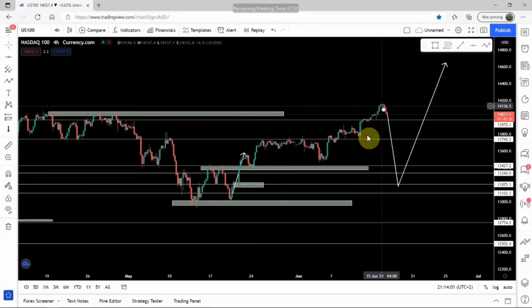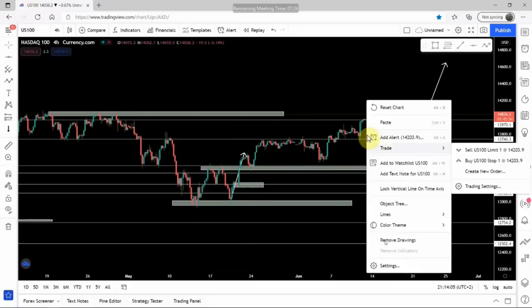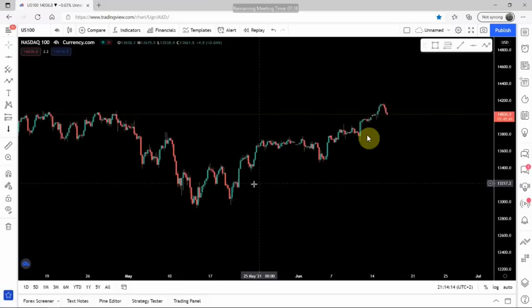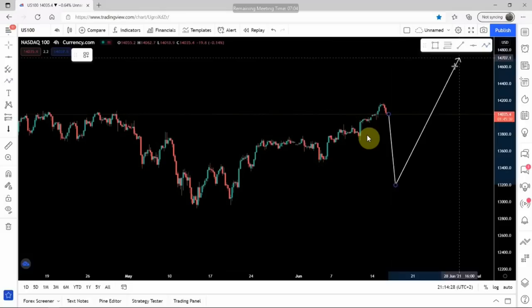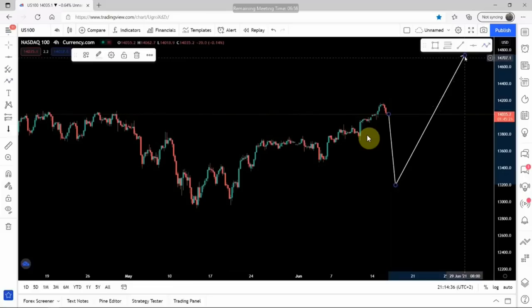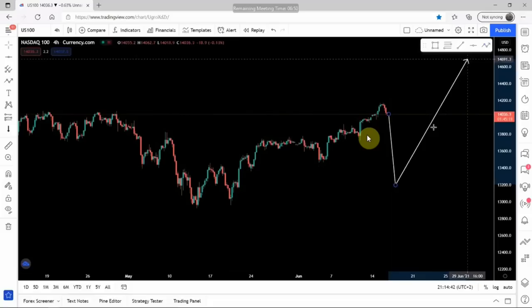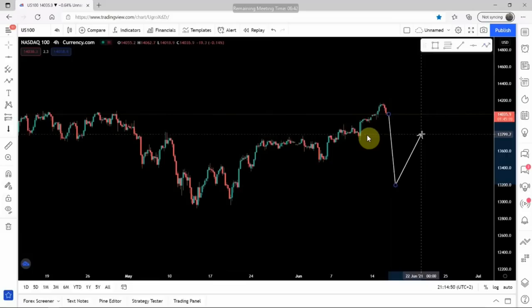You understand? So once this happens, a strong enough institution won't mind their orders being in a negative. And what happens is they will then push price down, mitigate that order block, and then push price higher. Or might even push price lower, right? Come and mitigate that order block, and then from there bounce off. You understand?